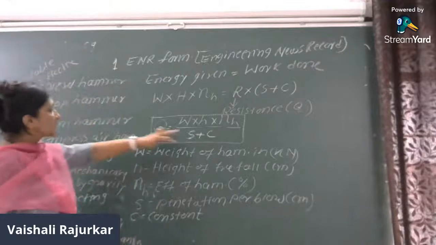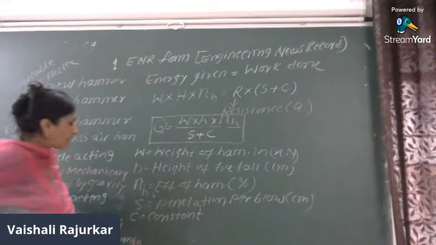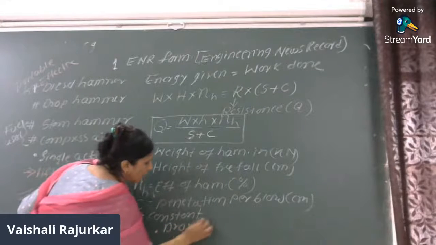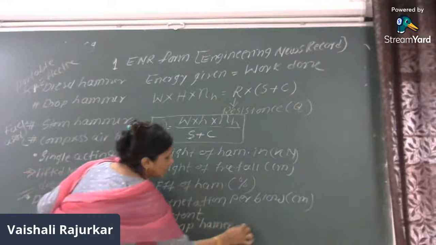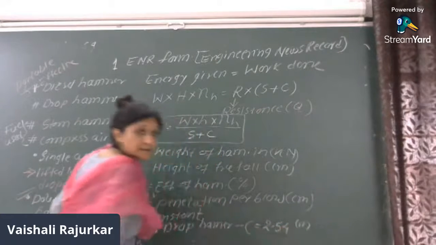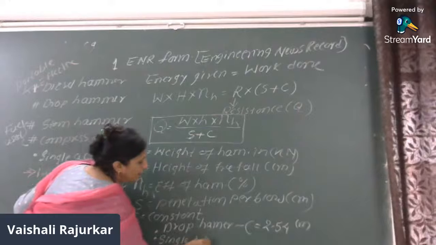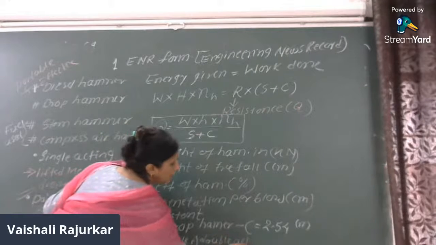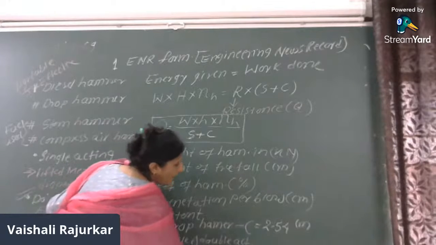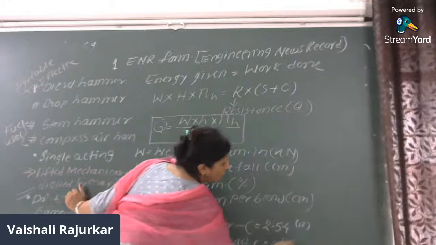So here, what is C? C is basically the constant which depends upon the type of hammer. If there is a drop hammer, C is taken as 2.54 centimeters. And when there is a single and double acting steam hammer, C is taken as 0.254 centimeters.